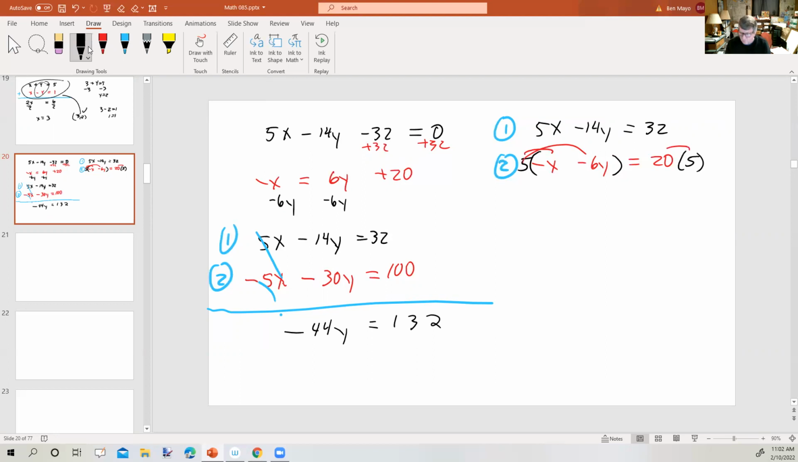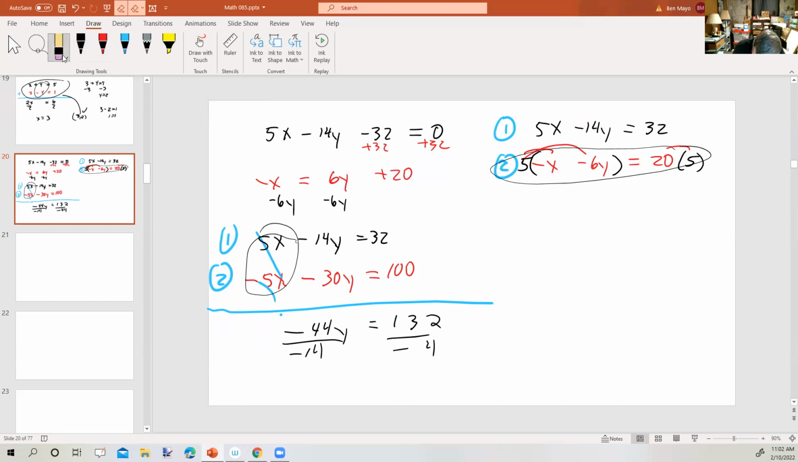But now I have one equation with one unknown. But again, what did I do? I manipulated the second equation so that my coefficients of x were opposites, so that when I added them together, they canceled. So now I'm going to solve the one equation for the one unknown. It would help if I divided both sides by the same number. Here we go. Let's try this again. Divide by negative 44, divide by negative 44, y equals negative 3. Okay, so y equals negative 3.